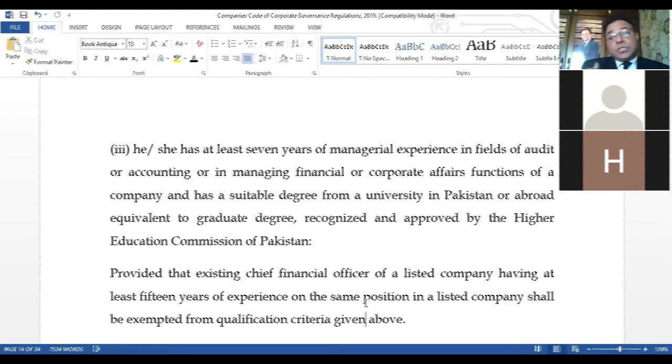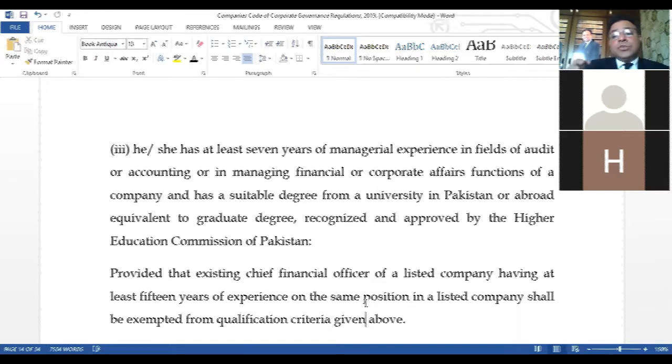Absolutely right. So this proviso is given in terms of the criteria manifested in these regulations. An exemption is given, and we'd like to read that exemption once again. Miss Tehreem, can you read that provision again, please? Proviso again. Provided that the existing CFO of a listed company having at least 15 years of experience on the same position in a listed company shall be exempted from qualification criteria given above.